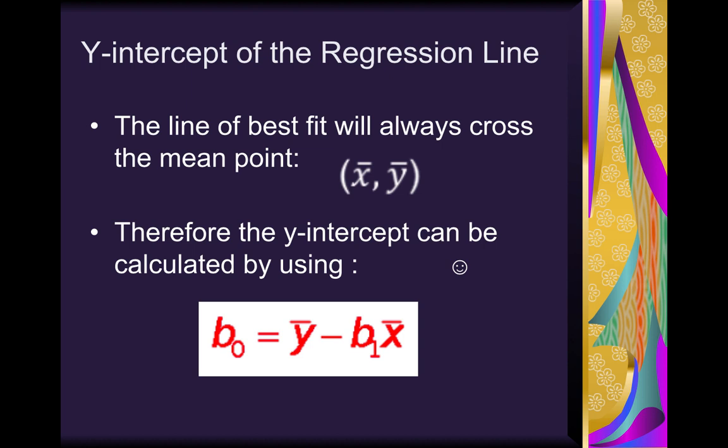So the equation for the y-intercept is b sub 0 equals y bar minus b sub 1 times x bar, where x bar and y bar come from our mean point and b sub 1 is our slope. So we first have to calculate the slope, and then once we have the slope, we use the slope with our mean point to calculate the y-intercept. And then we can plug them into the equation, and we get our linear regression, or our line of best fit.